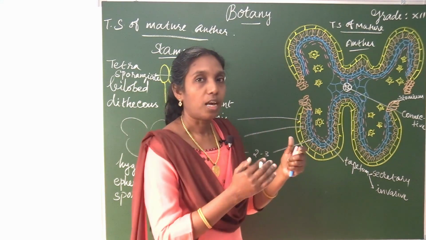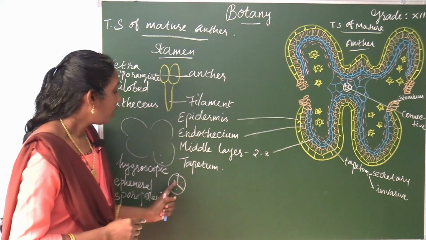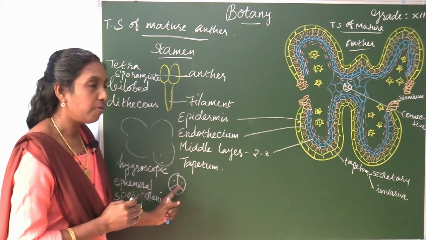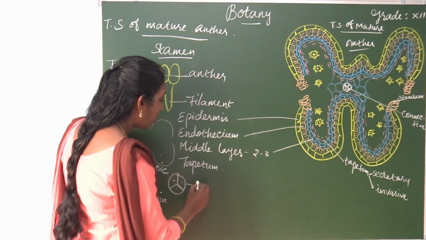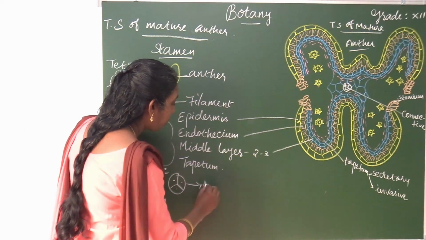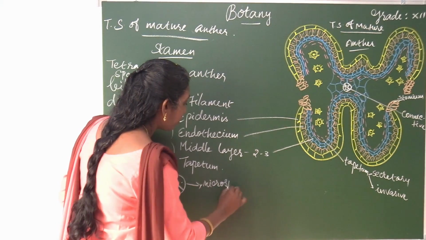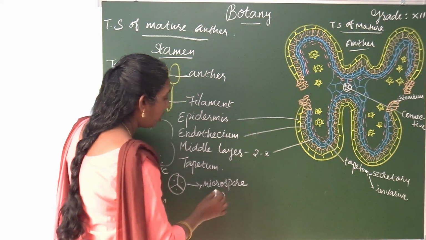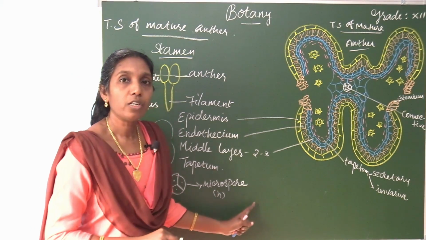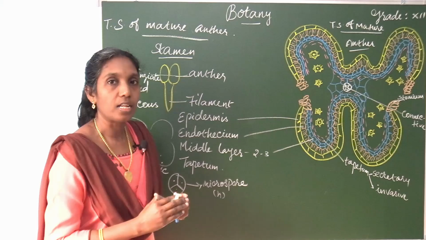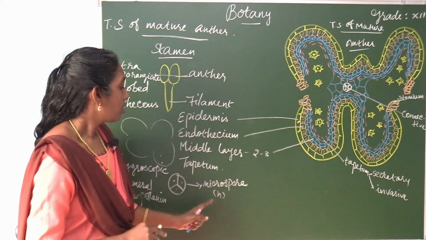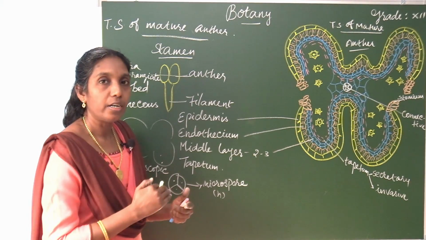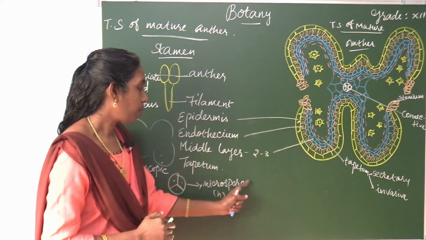Now the microspore develops from the microspore tetrad. At first the microspores are formed in the form of microspore tetrad. From the microspore tetrad, it becomes microspores. This microspore is haploid. Microspore is the first cell of the male gametophyte. So this microspore, how is it derived? When the microspore mother cell undergoes meiotic division, it forms microspore.